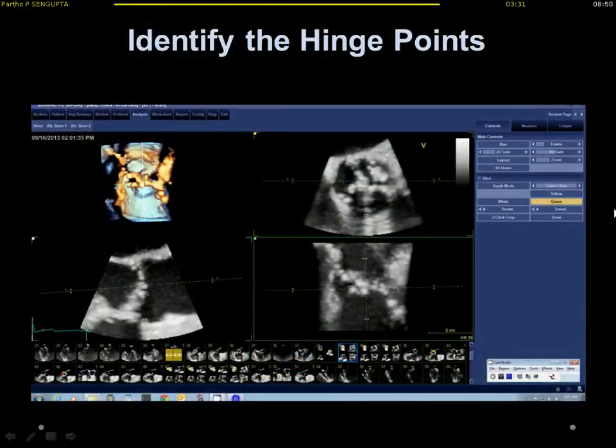The advent of three-dimensional TEE has really provided more insights and more comparable results with CT scan. Here is an example demonstrated.